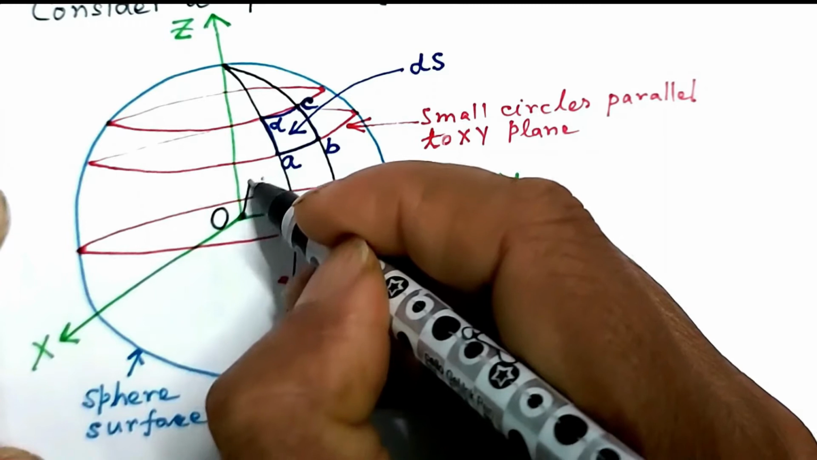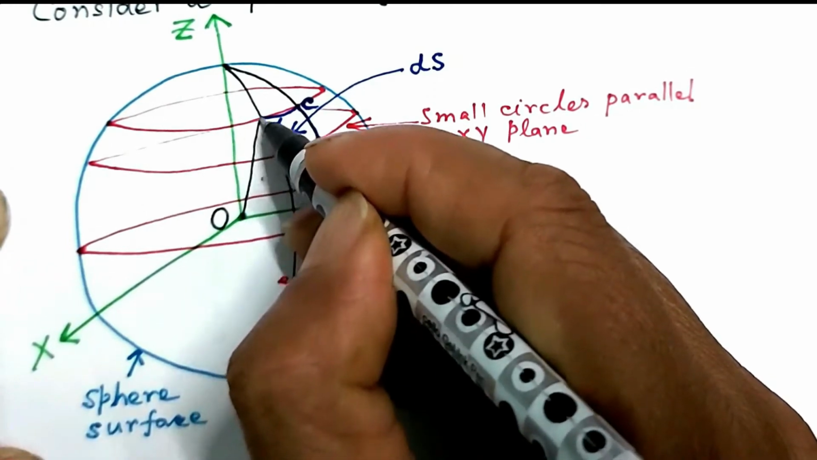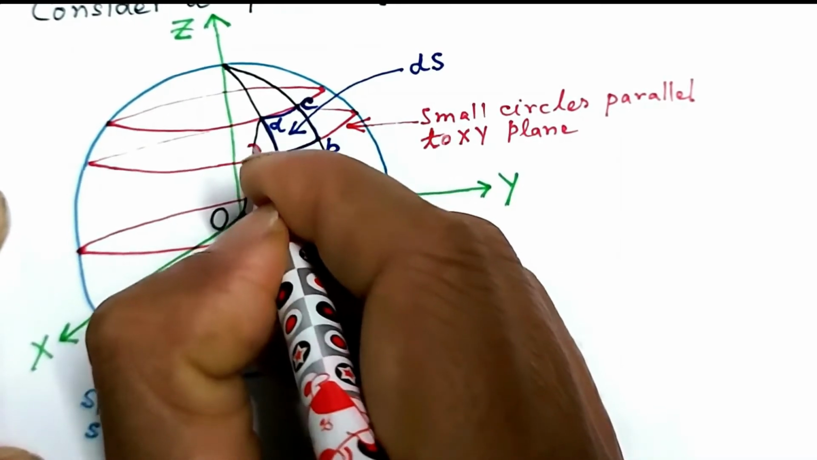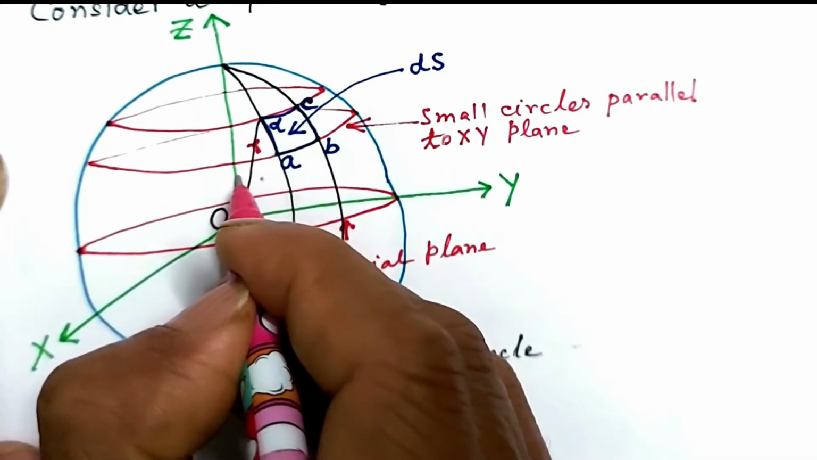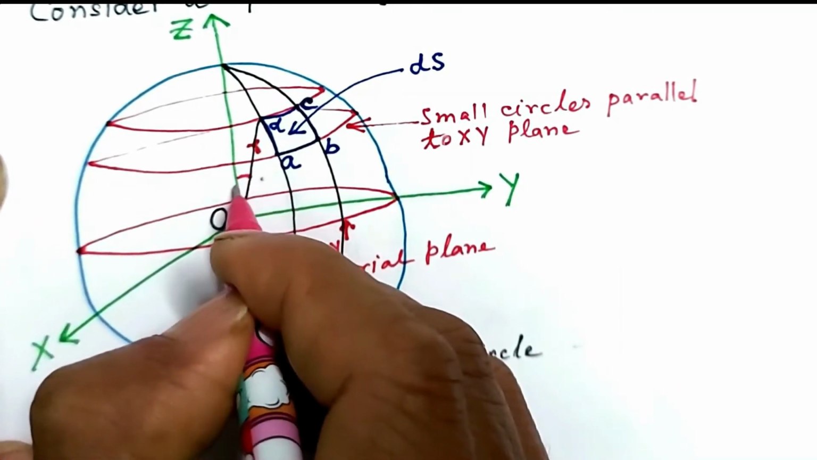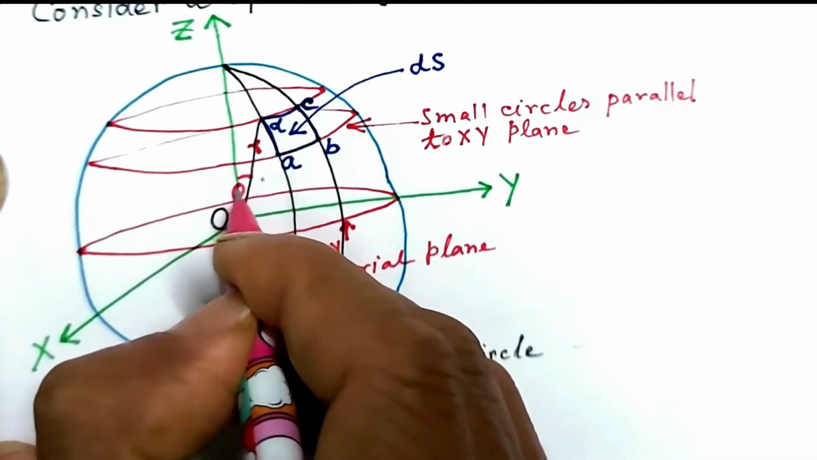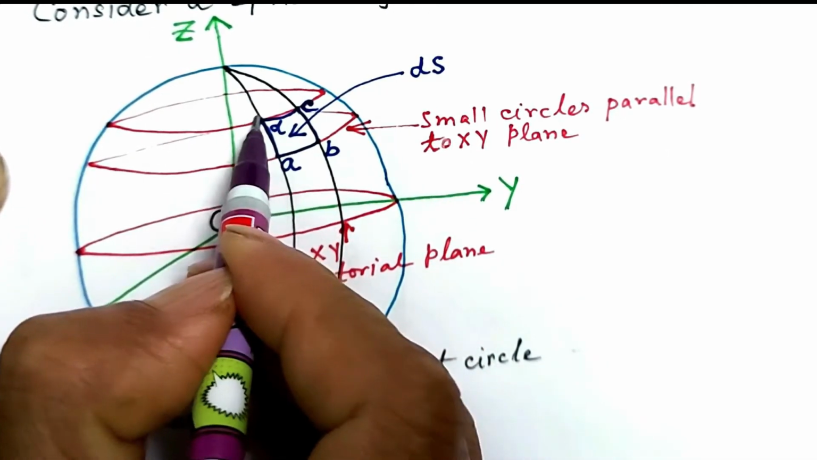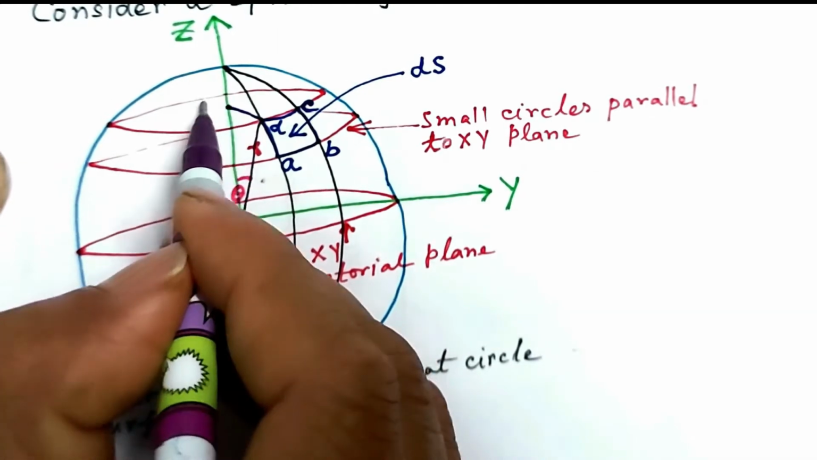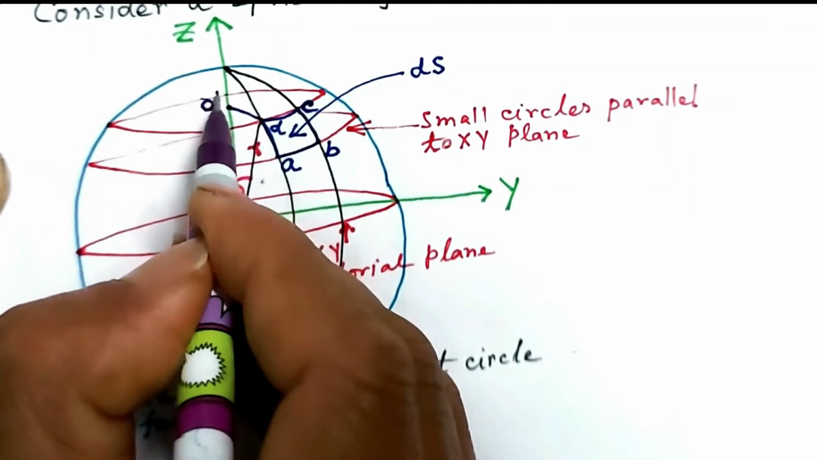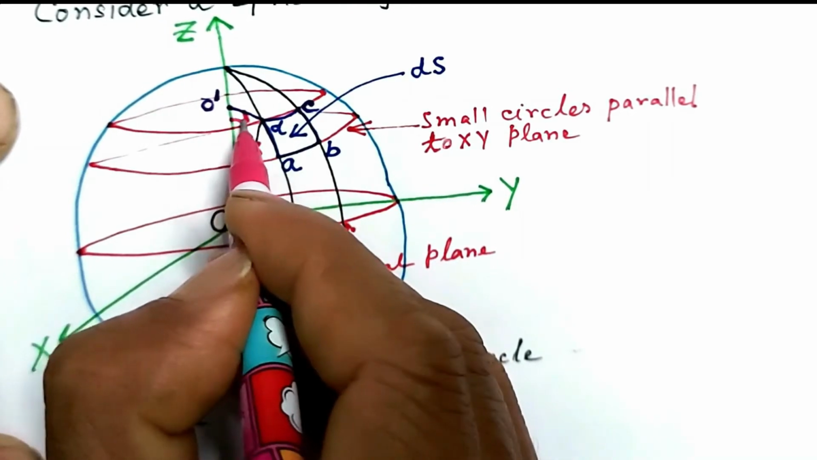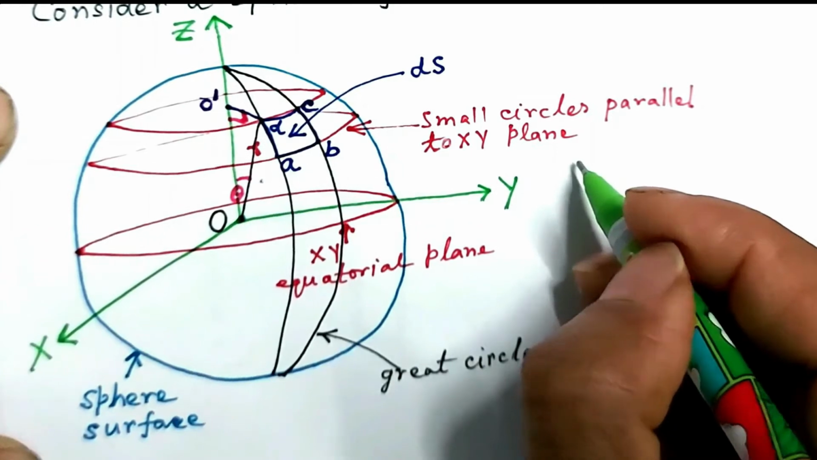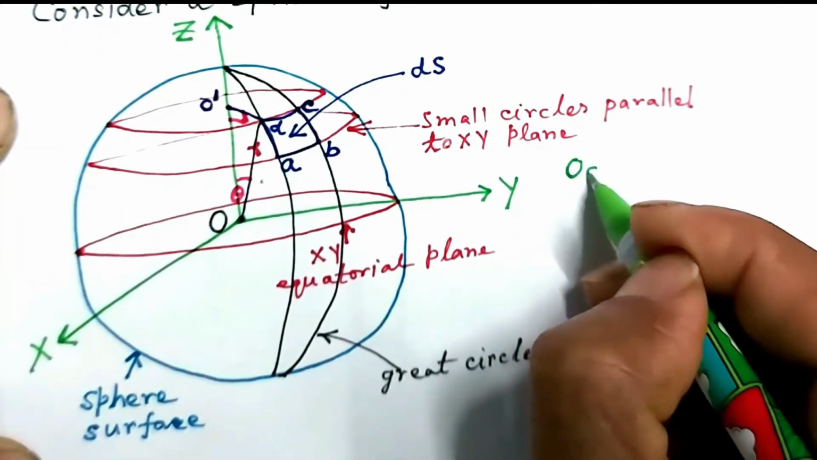Now join the origin O to the point D. Length OD is R, the radius of sphere. The angle that OD makes with the z-axis is theta. Drop a perpendicular from D on the z-axis. The foot of perpendicular is O prime. Obviously, this angle OO'D is the right angle. Let us write these facts.